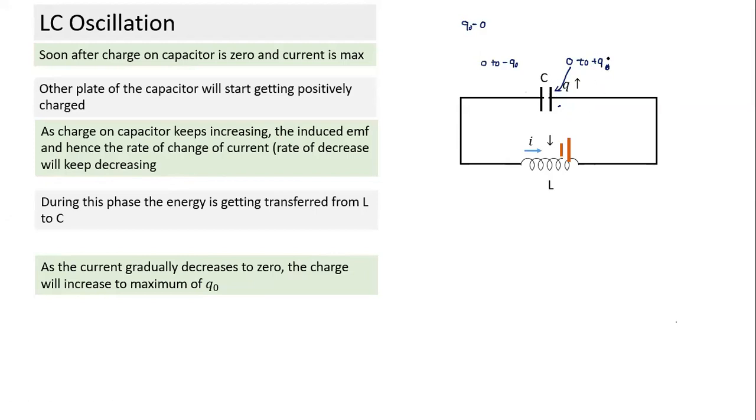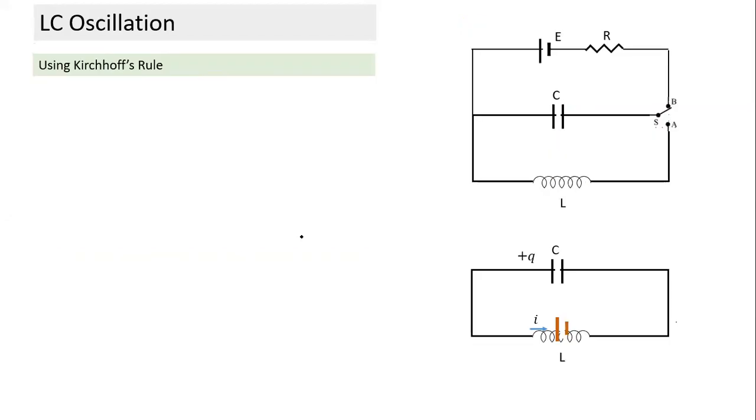So the total energy in this system will come to that again. It will reach a maximum of Q0. Now let's look at more mathematical terms. That is something we have seen in terms of the Kirchhoff loop rule, the same equation we have written.